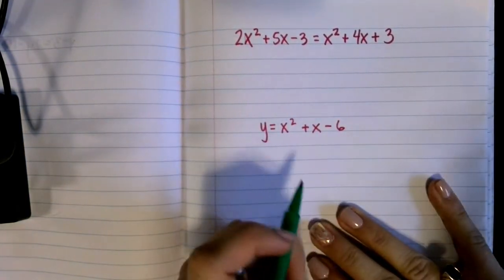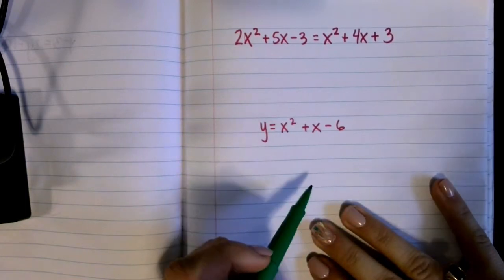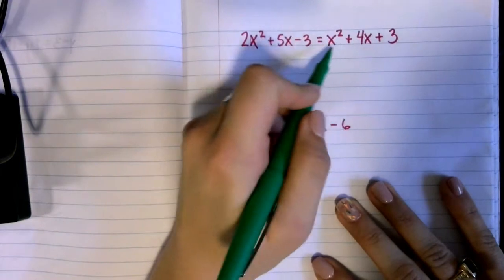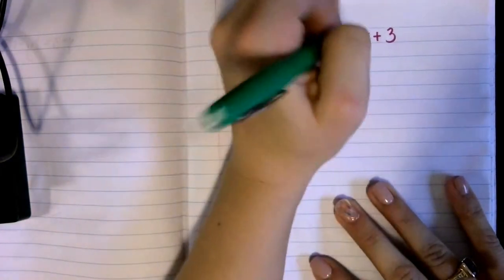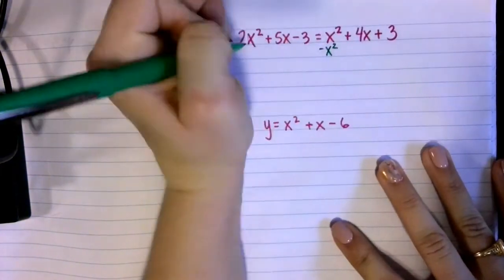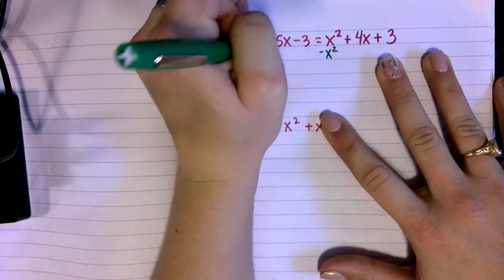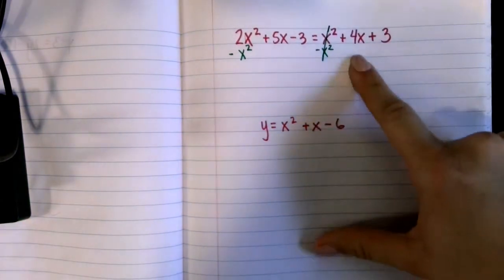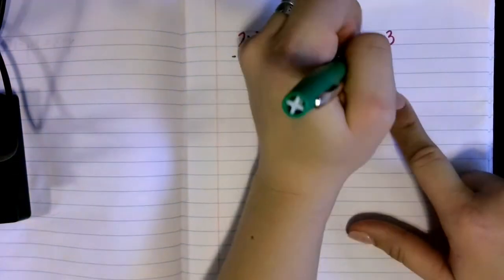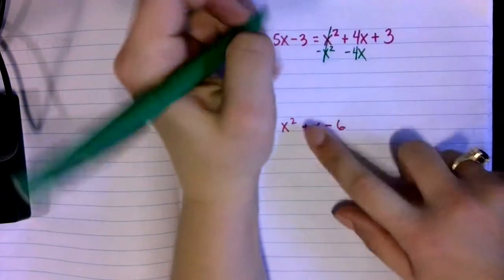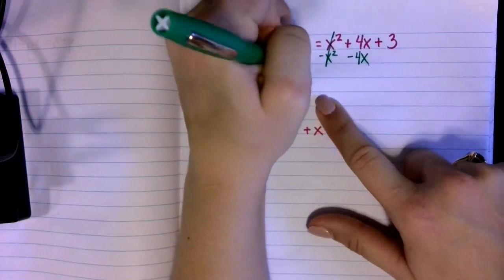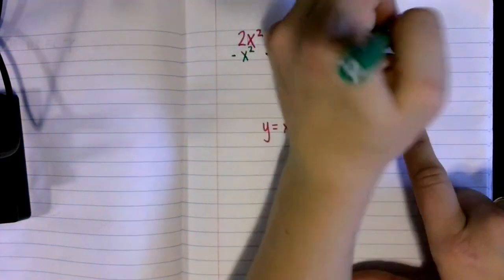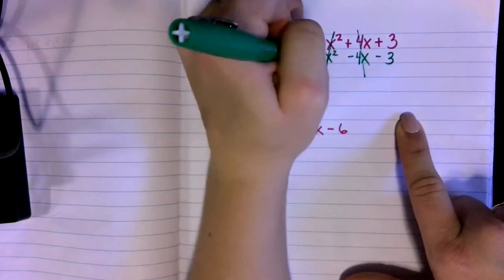So basically what this person did is they started to simplify, okay? And I always like to subtract my smaller x squared from my bigger. So I'm going to subtract x squared on both sides from here. That will cancel this out, okay? So that means I need to move my 4x over as well, which means I'm going to subtract 4x. And I'm just lining them up with the correct term that I'll subtract them from. So that cancels out. And lastly, I'm going to subtract 3.